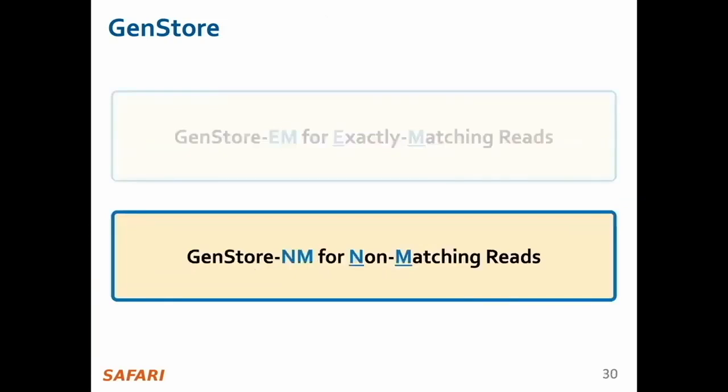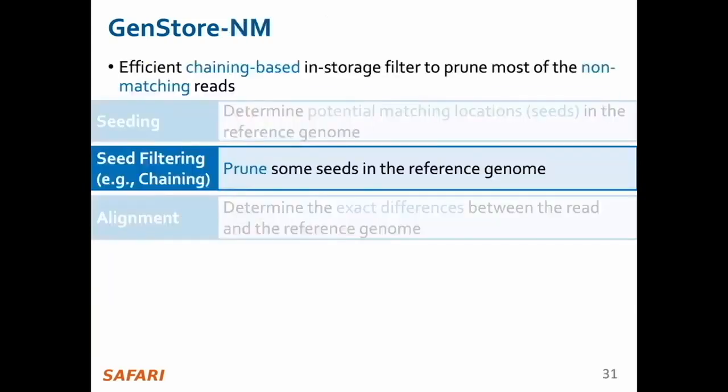So now let's take a closer look at GenStore NM. GenStore NM, which was used for filtering most of the non-matching reads using chaining, tries to filter most of these non-matching reads that would not align to any subsequences in the reference genome by leveraging chaining. Recall that in the high-level three-step process that we talked about, the chaining filter calculates a similarity score for each read, which is called the chaining score, and filters the reads that in the end would not have any potential matching locations left.